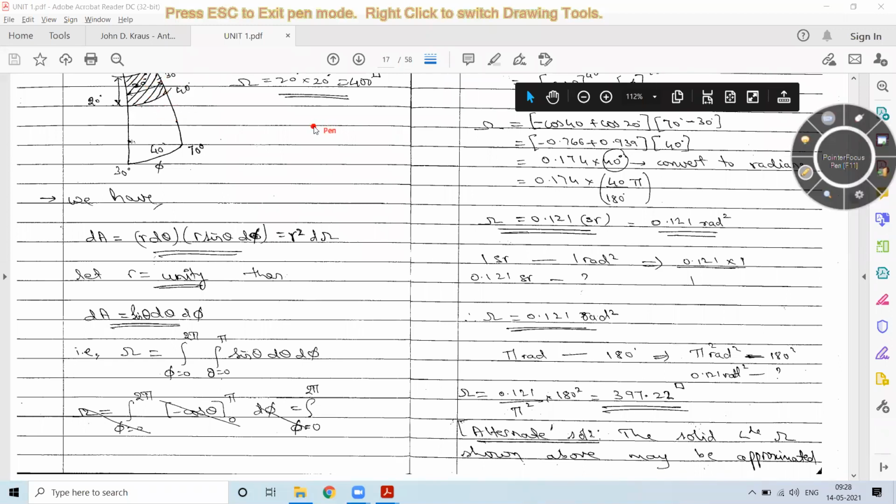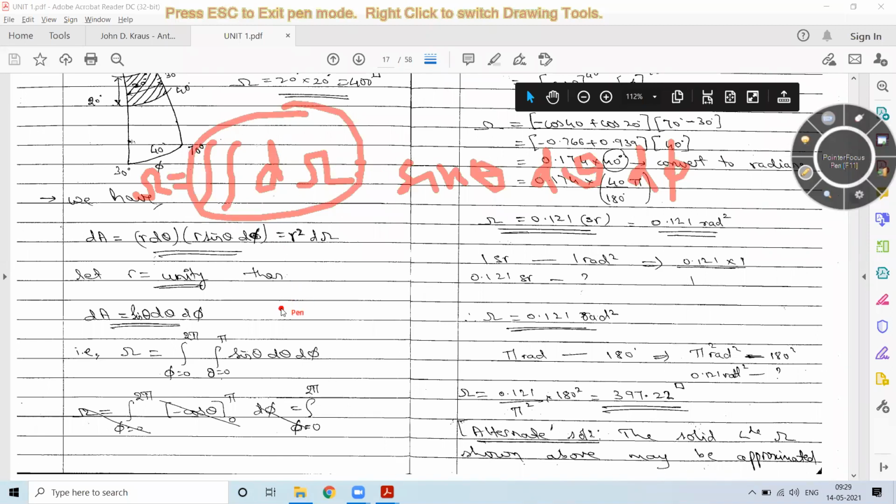So how do I obtain that? I can obtain it with the help of the equation. Since in this case I got to know that d omega is sine theta, d theta and d phi, I know the elemental angle with respect to this. Now I want to identify the overall angle. So in order to identify the overall solid angle, I double integrate this d omega.